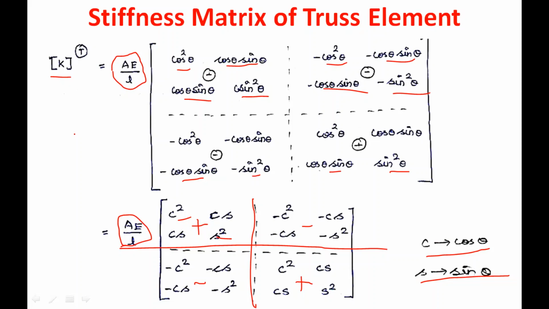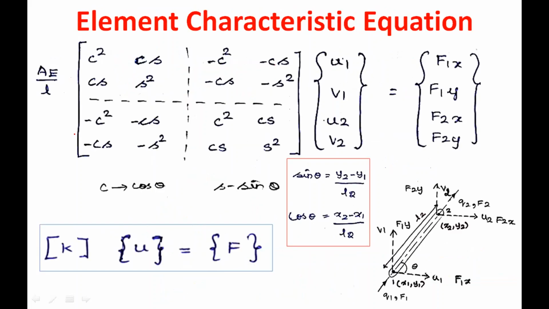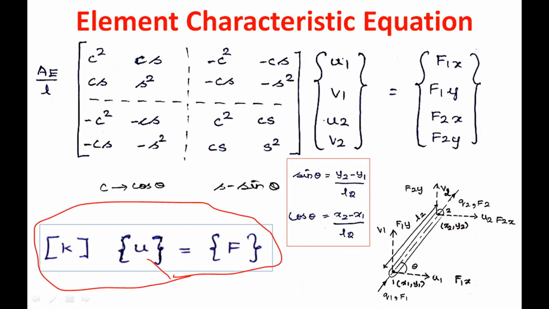After knowing the stiffness matrix, we are going to derive the element characteristic equation. The general form is this one: K, the stiffness matrix, multiplied by the displacement vector, is equal to the force vector. So here K, which is derived now, is a 4 by 4 matrix multiplied by the global displacement, which is a 4 by 1 matrix. When you multiply this 4 by 4 with 4 by 1, we will get 4 by 1. So on the right hand side we have the force matrix.